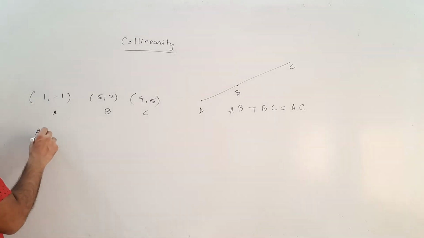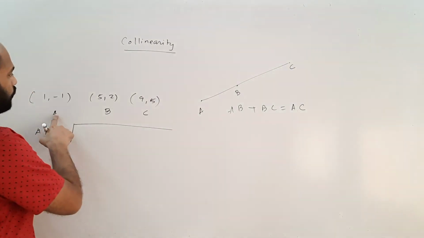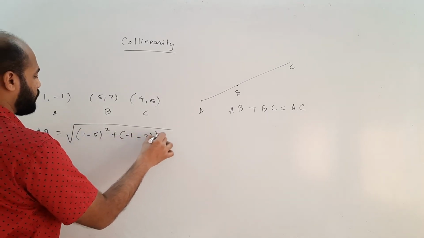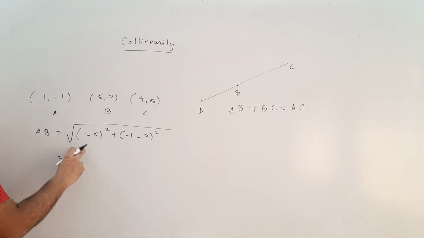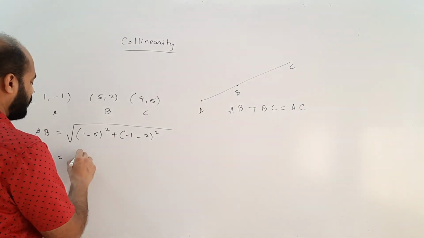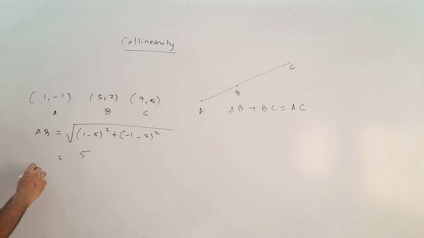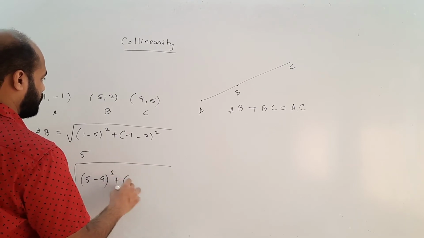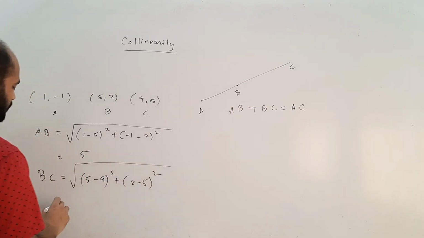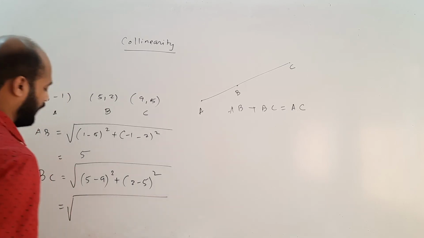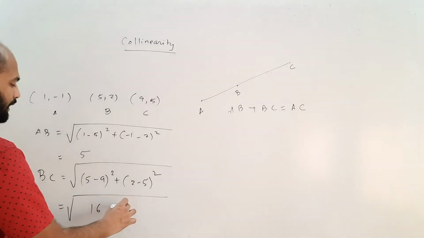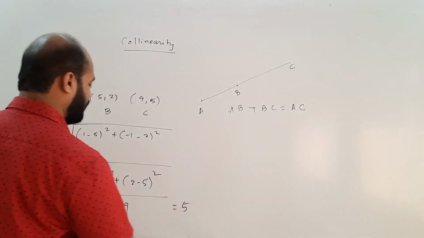So AB, in this case, the distance is going to be the square root of (1 minus 5) the whole square plus (minus 1 minus 2) the whole square, which comes out as 4 square, that is 16, and 16 plus 9, that's 25, so that's 5. And then BC, the distance BC in this case is going to be (5 minus 9) the whole square plus (2 minus 5) the whole square. So this is going to be like 4 square, that's 16, and then this is going to be 9 again. So again it comes out to be 5.